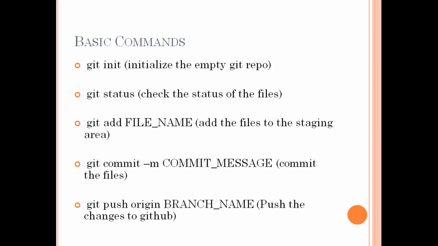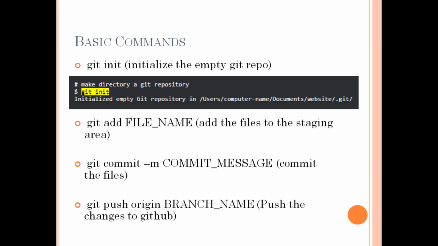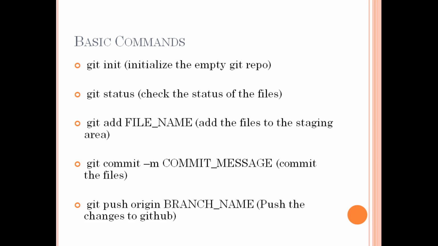So the first basic command is git init. This command turns a directory into an empty Git repository. This is the first step in creating a repository. After running git init, adding and committing files and directories is possible.